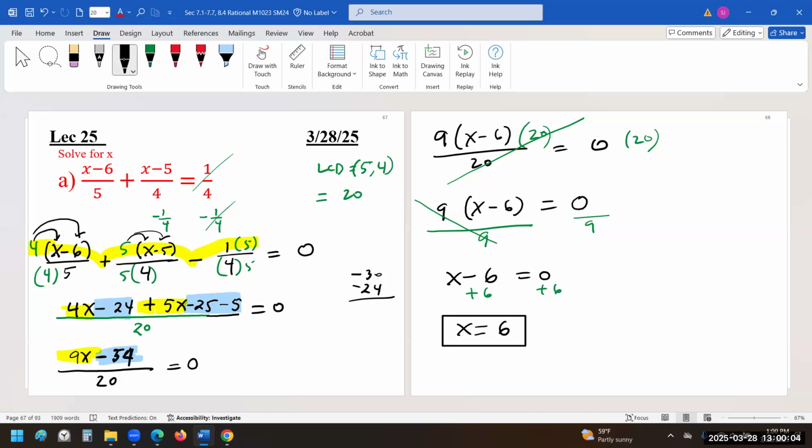Since none of the denominators has x, we are safe. If a denominator has any x, then we need to see what number x cannot be, because the denominator cannot be what number? So for now, there is no x in the denominator. It's just a number, 20. It's fine. Any questions? What did you do? Not the denominator, right? You multiplied the numerators.